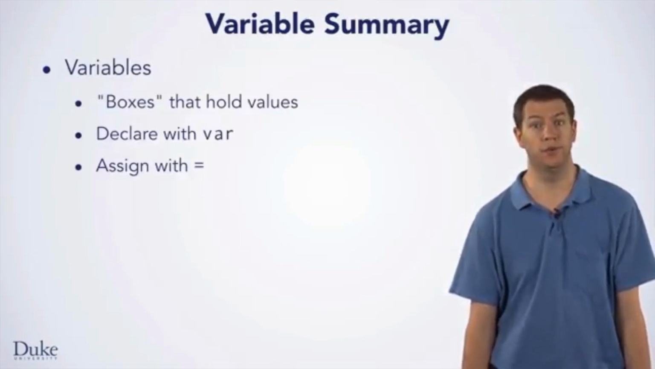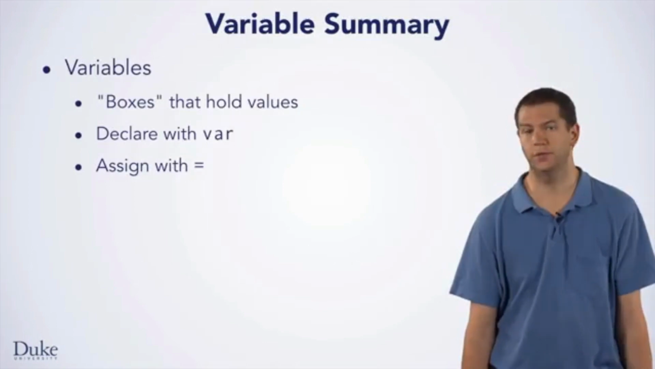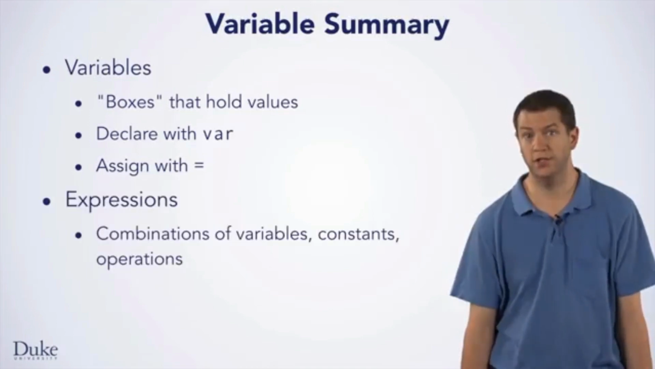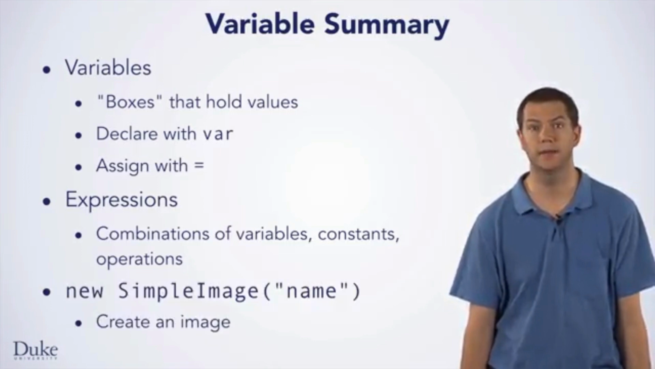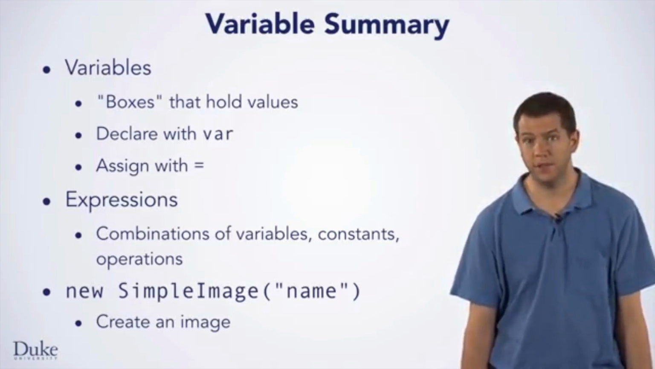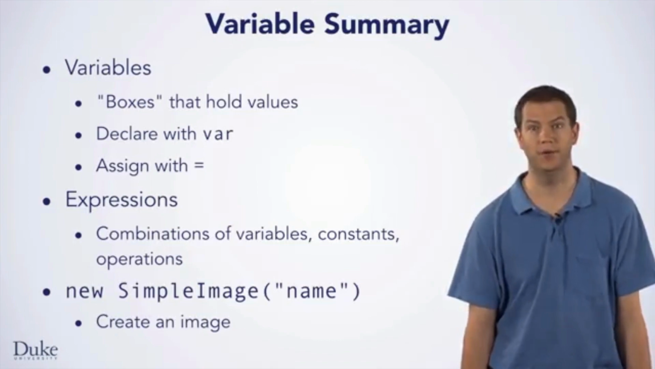Okay, great. So now you know about variables, which are boxes that hold values, and how to declare and initialize them, as well as how to update them with assignment statements. You've learned that expressions are combinations of values, such as variables and constants, as well as operations such as plus, minus, and times. And you learned about new SimpleImage, which lets you create a new image by loading the contents of an existing image file. These are the first pieces you need to understand to be ready to turn the green screen algorithm into code.